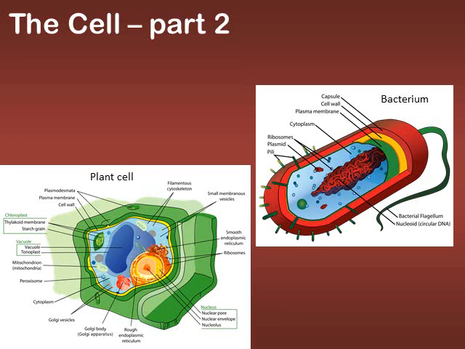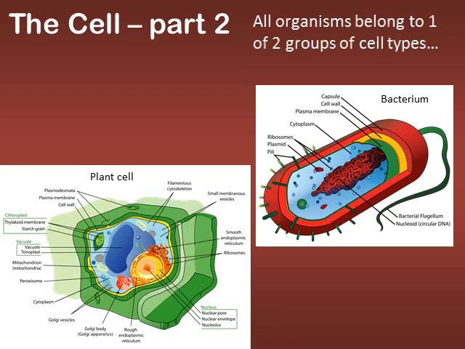Take a look at these two types of cells, the bacterium on the right and the plant cell on the left. And I want you to notice, specifically looking inside those cells, any differences between them. Okay, what you should see is that the plant cell is much more complex than the bacterium. And this is a major difference between the two types of cells to which all organisms belong.